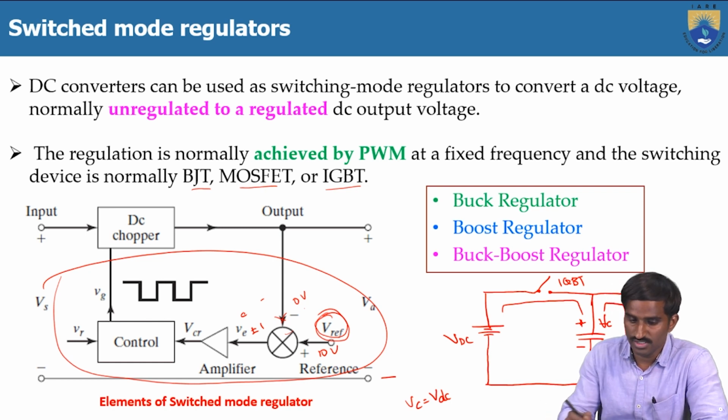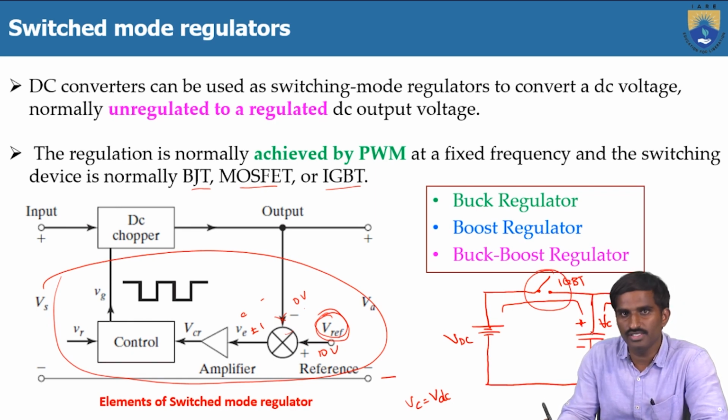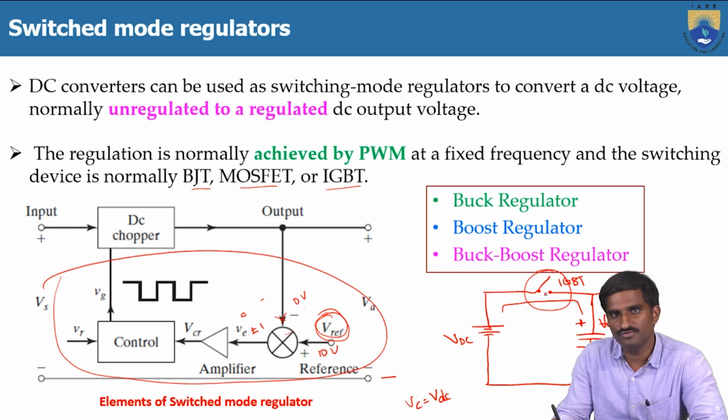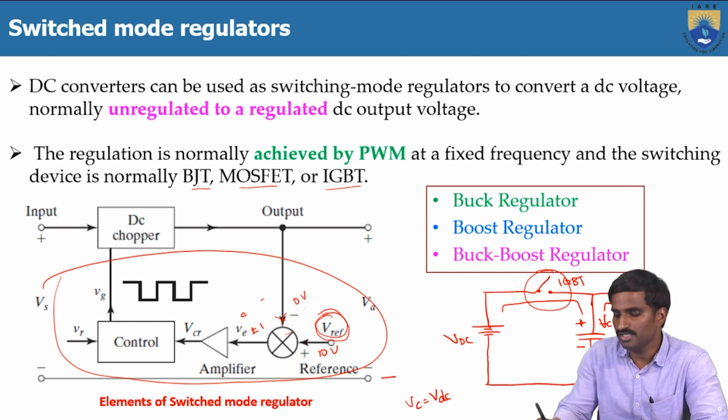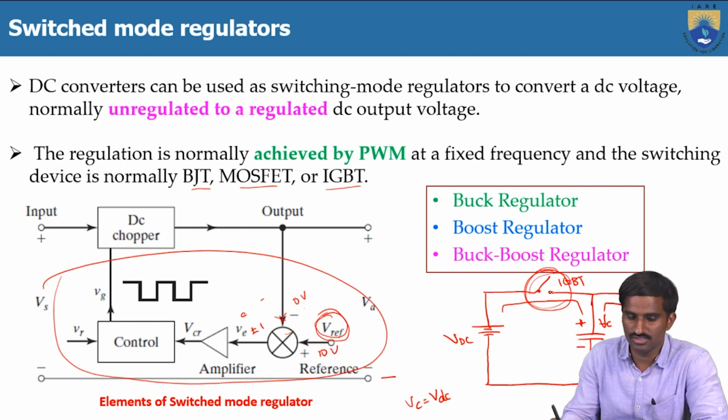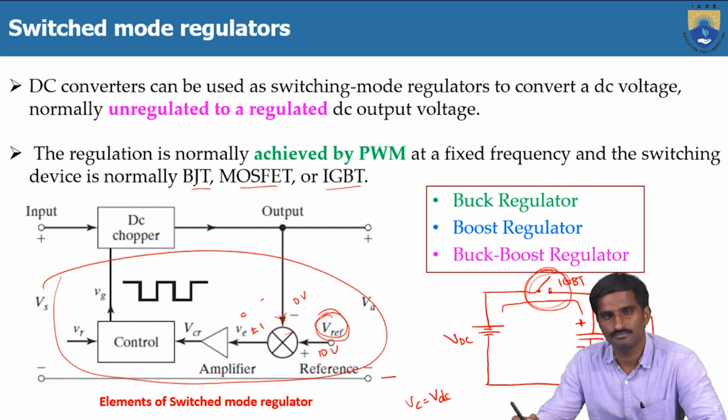That's why this is switch mode, because by operating the switch, and when the capacitor fully discharges, again we will turn on the switch, and again the capacitor starts charging. So this cycle will repeat, so that we will get the regulated DC supply. How are we getting this regulated DC supply? By operating this switch. That's why this is called a switch mode regulator.